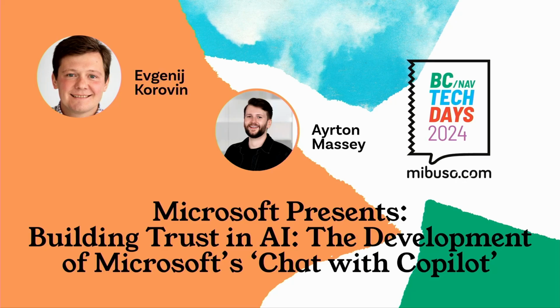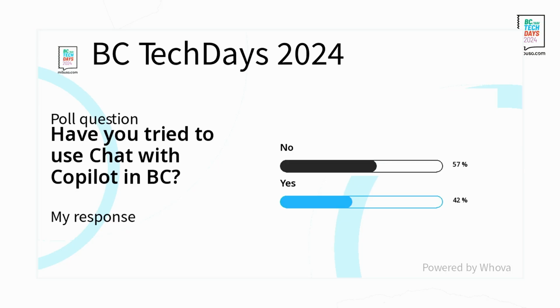Hi everybody. You may remember me from earlier if you came to the session about privacy this morning, but if you didn't see that, then I'm Ayrton and this is my colleague Ievgenii, and we're here to talk about how we built the Copilot chat in Business Central, and specifically how we build trust with our users.